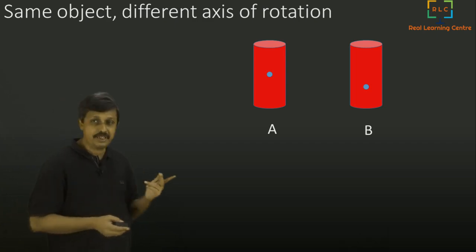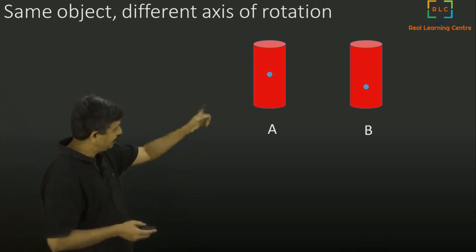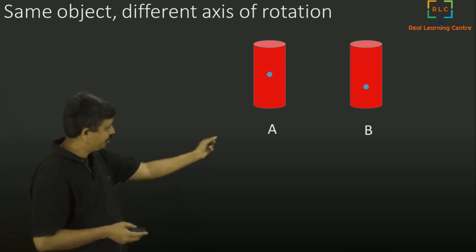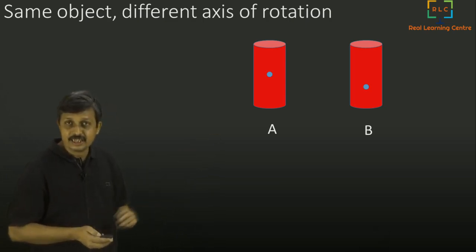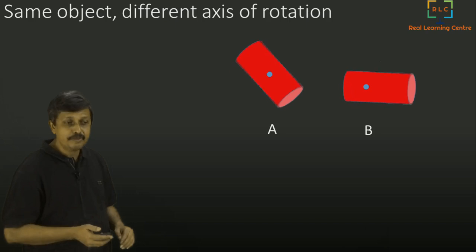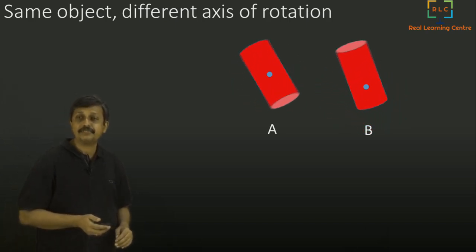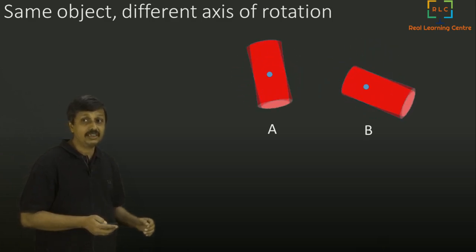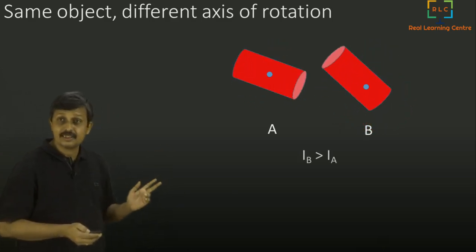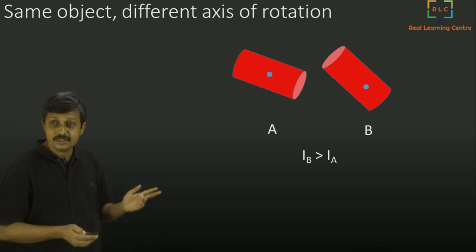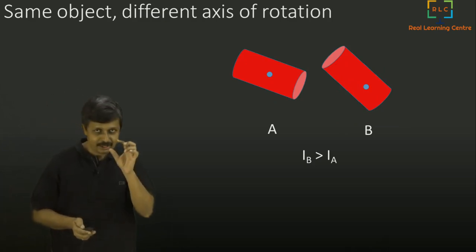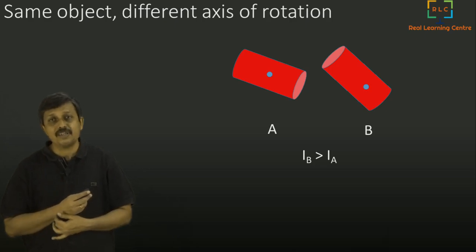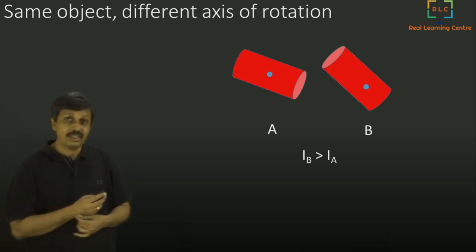Let's take A and B. In A the axis of rotation is exactly at the center, in the middle. In B the axis of rotation is slightly at the edge. If you make them rotate, you can clearly see B is a little harder to rotate and picks up speed slowly. A is a little faster. So that means I_B is greater than I_A. I is our moment of inertia symbol. When I say I_B, it is the moment of inertia with respect to axis B.